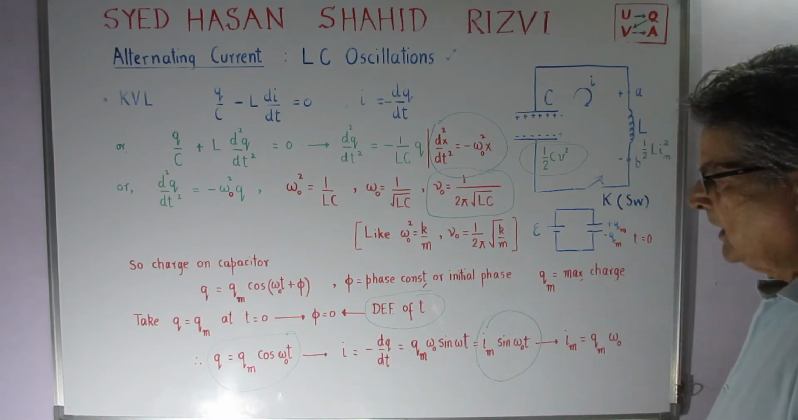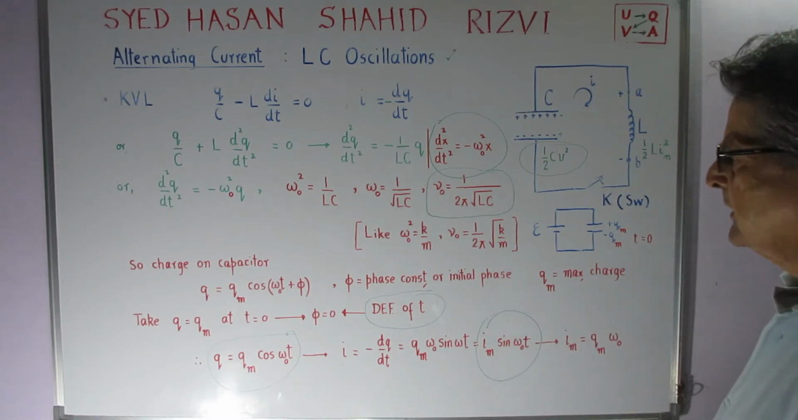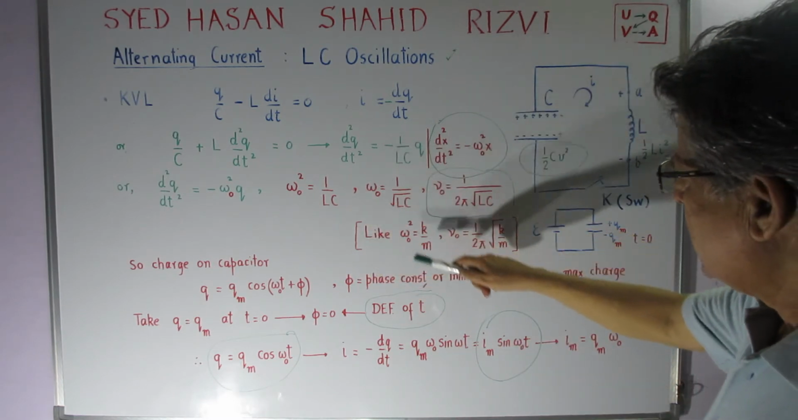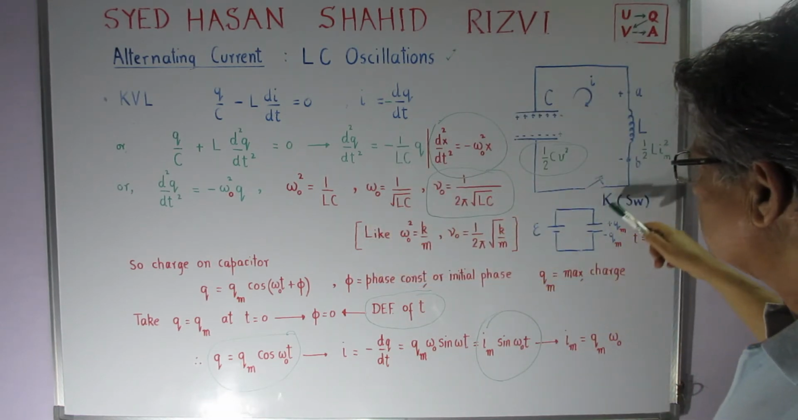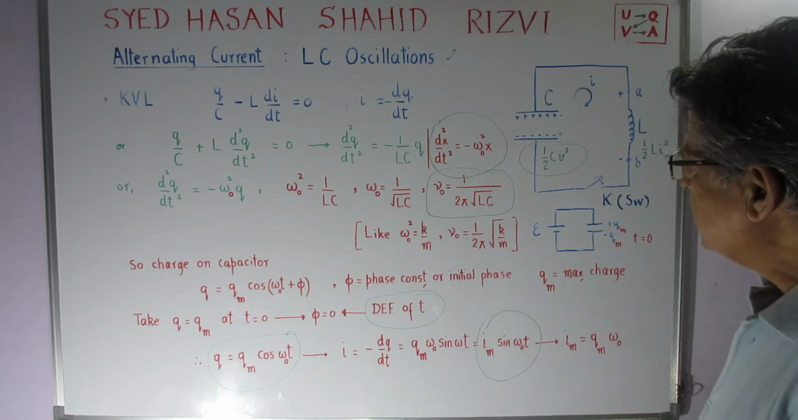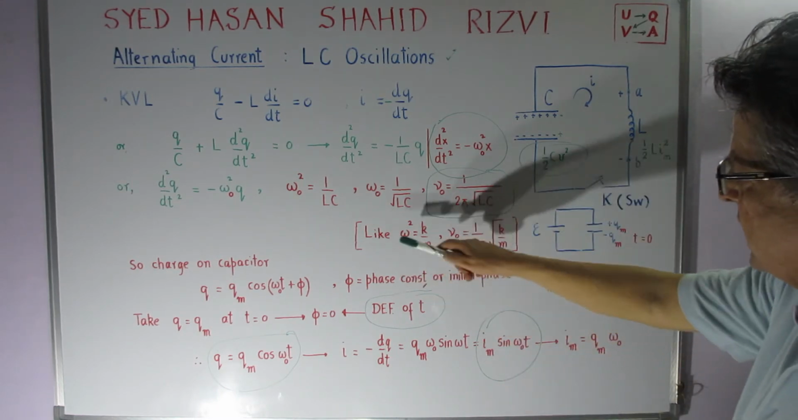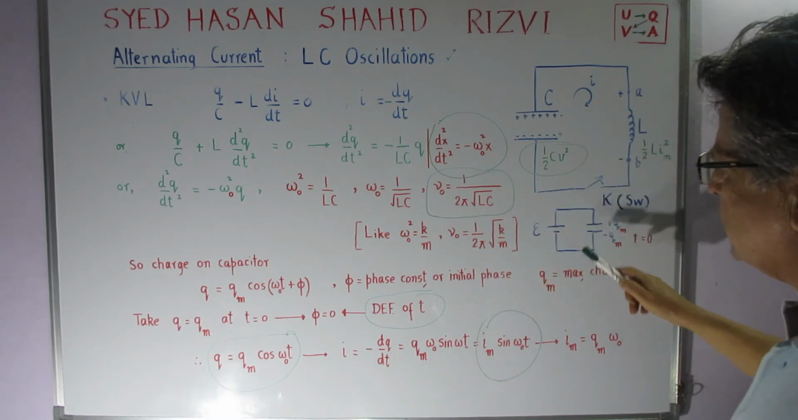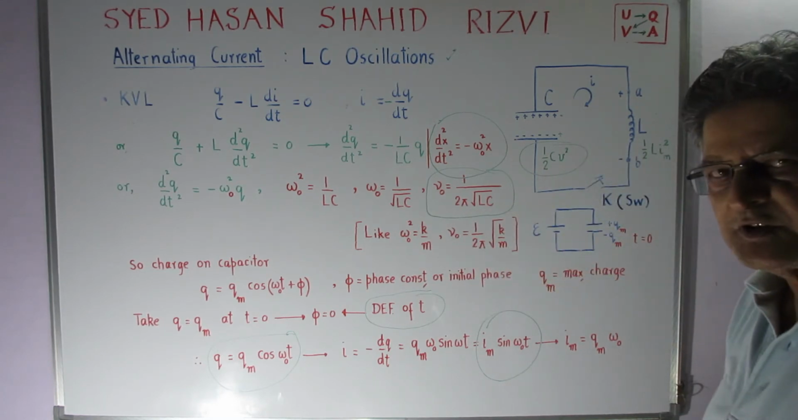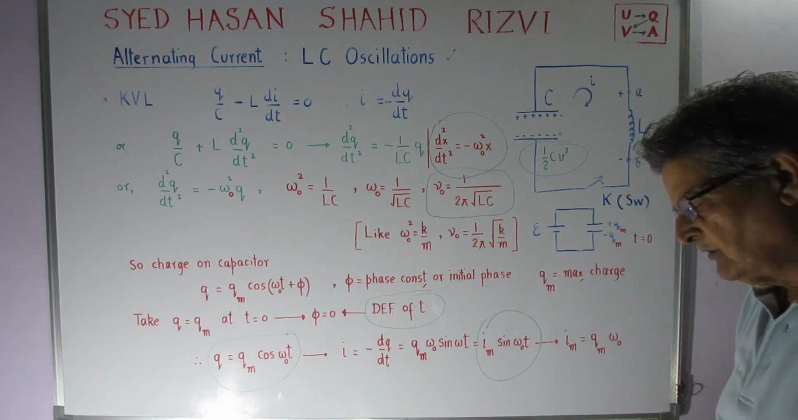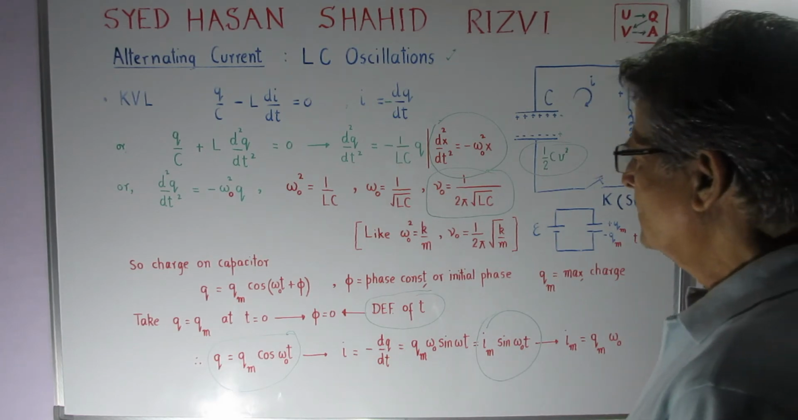This goes on and we have the oscillations occurring. In an ideal condition, the oscillations keep on happening and the energy transfers from the capacitor to the inductor, and from the inductor to the capacitor, one after the other.